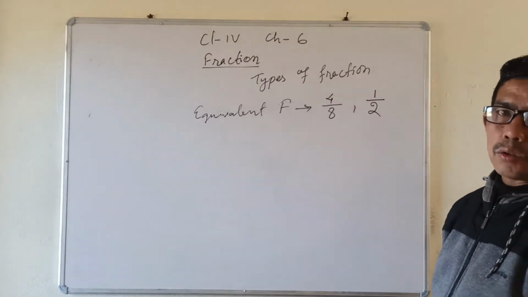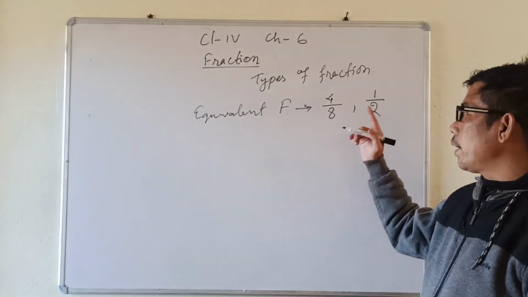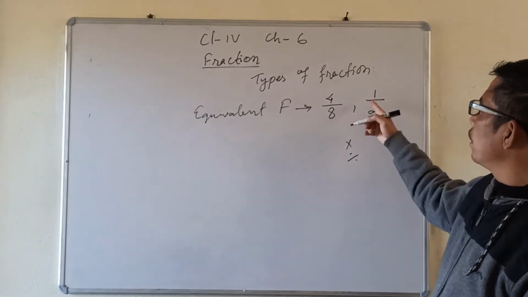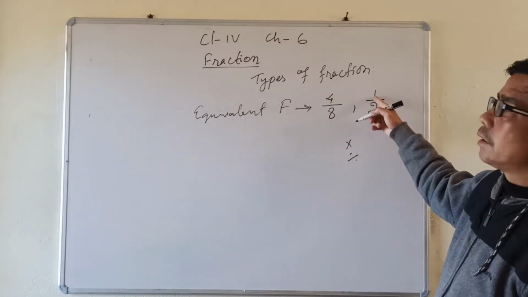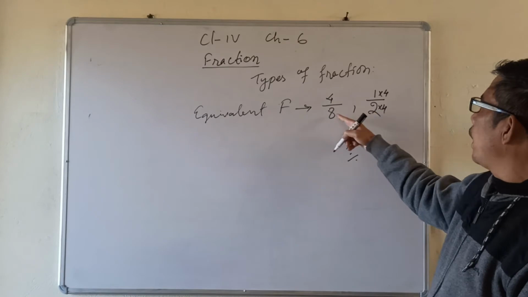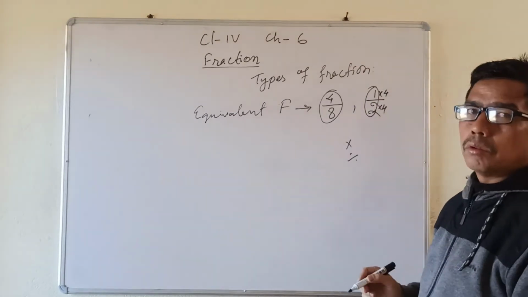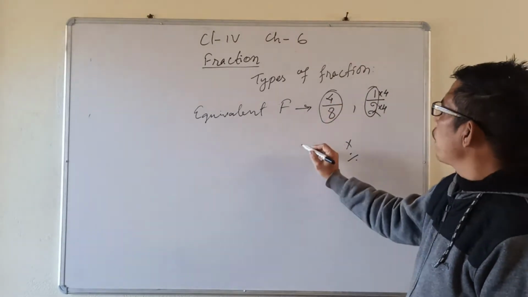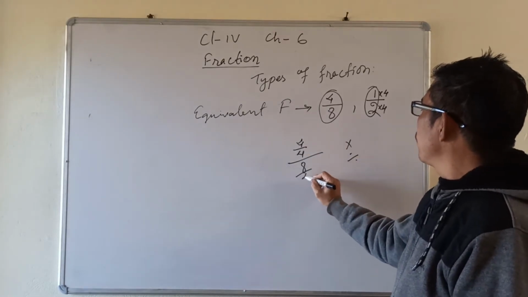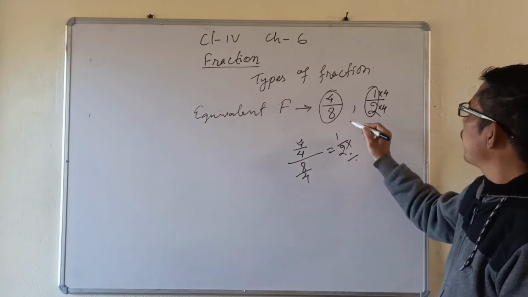Two fractions are said to be equivalent if you can obtain one fraction from the other by the process of multiplication or division. Look here, if you multiply this number by 4, this by 4, 4 1s are 4, 4 2s are 8. See, we can obtain 4 by 8 from 1 by 2. Or if you divide 4 by 4 and 8 by 4, you get 4 by 4 means 1, 8 by 4 means 2. See, we are getting this.